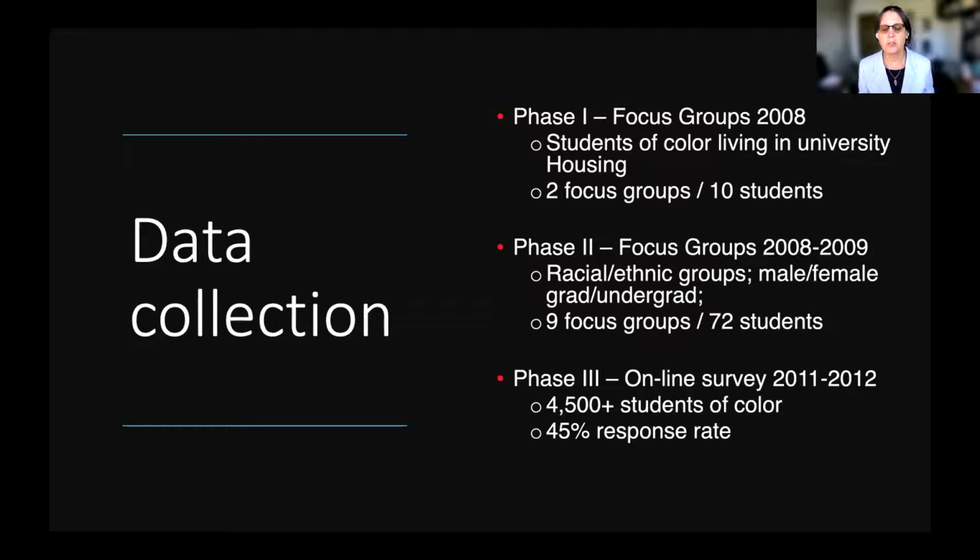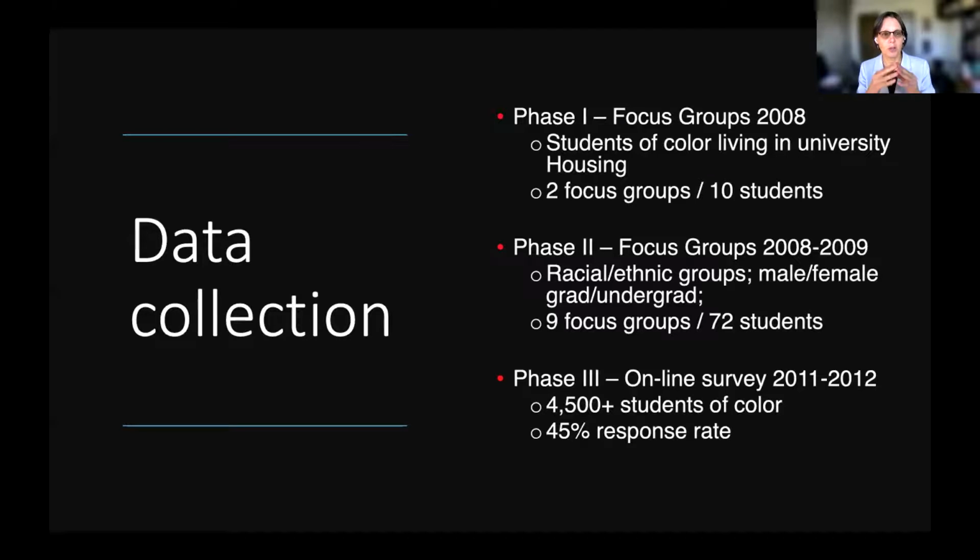So what we did, this is a project that actually started in 2006 and has continued. I'm less involved because I moved to the University of Utah over 3 years ago, but it started in 2006, we got together, and then by 2008, we did a small set of focus groups. So we started with the dorms, we did some focus groups, and then we had a second phase where we did more focus groups with students of color.